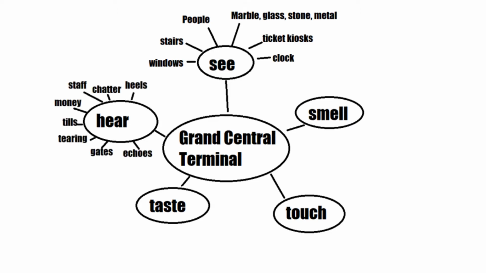This place is made entirely of stone. There are windows to buy tickets from, an information kiosk. Heels will click on the marble floor. The chatter of commuters will echo off the walls. Chirpy, cheery voices will be heard from the women in the information kiosk. Money will change hands. Tills will ring. Tickets will be punched, torn.